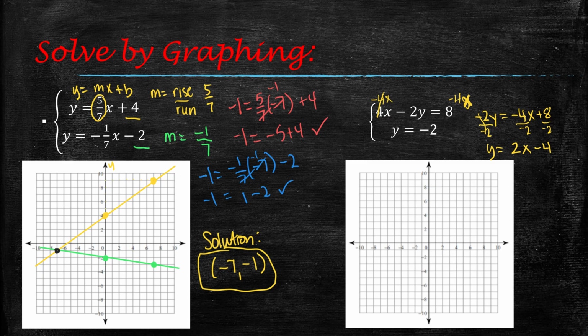Go ahead and start with your y-intercept. Your y-intercept is negative 4. With your slope being a whole number, 2, remember that's 2 over 1, so we're going to rise 2 and run 1. And so here are our points. Let's go ahead and connect those.